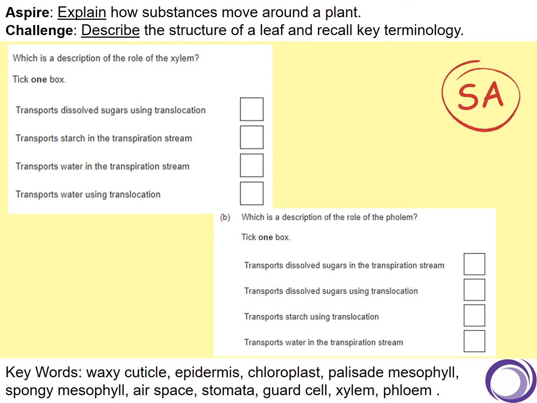So I want you to have a think about those questions, have a go at them, go back if you need to and have a look at that question about describe the adaptation of a palisade cell, and then which one of these is the description of a xylem and a description of the phloem. 30 seconds.